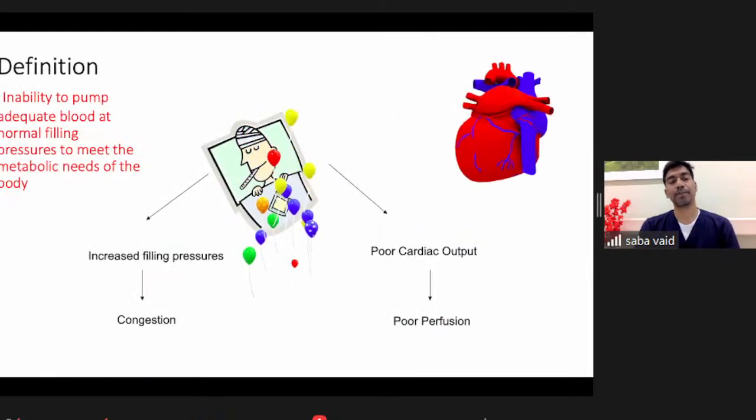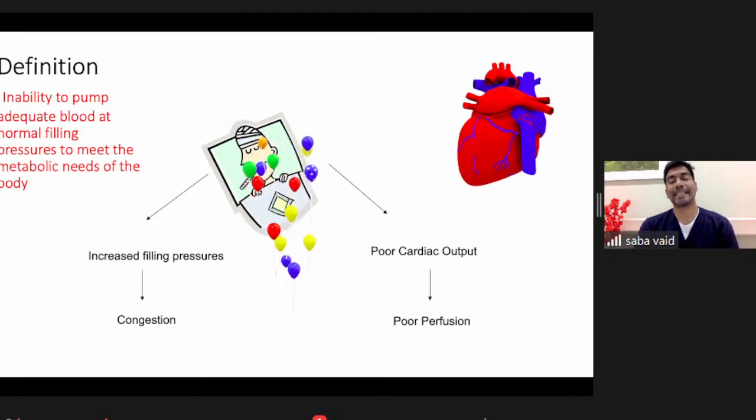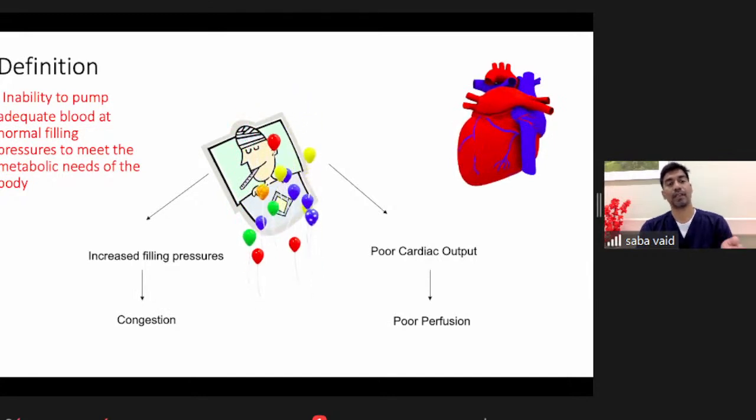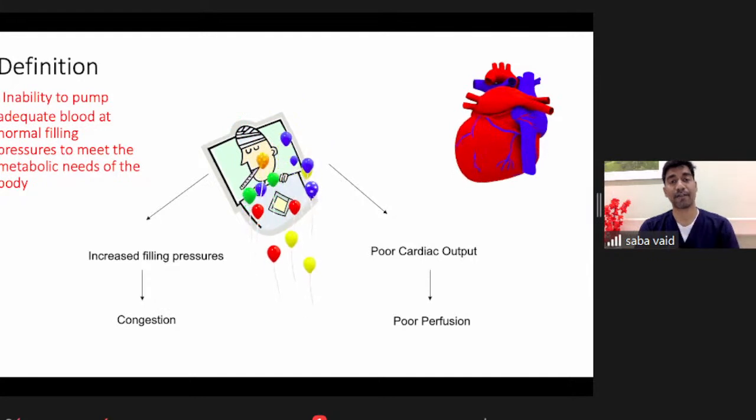Okay, let me jump into the definition of heart failure. Technically, it's been defined as the inability of the heart to pump adequate blood into the systemic circulation. Technically, there is not enough blood going, which means there is not enough oxygen going. Now, this has been the traditional definition of heart failure, but that is not all. What we are talking about here, where blood is not flowing forward from the heart, is called forward failure. There is also an entity called backward failure.